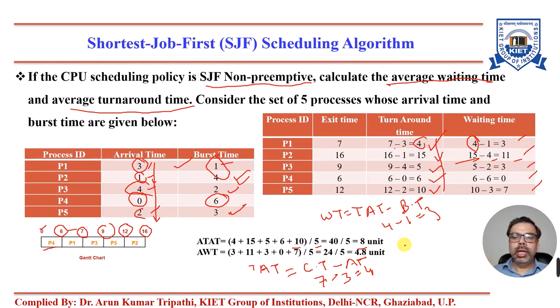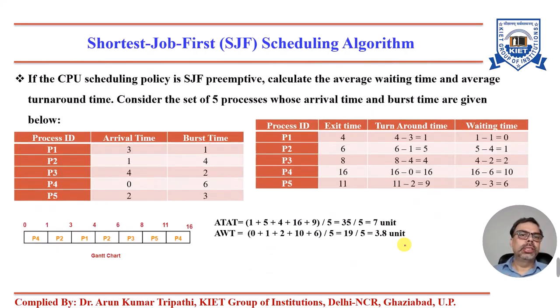Now coming to the preemptive SJF. Preemptive SJF is known as the shortest remaining time first example. So here again 5 processes are there and SJF is now preemptive, and arrival time and burst time are also given. So firstly, let us draw the Gantt chart. How will we draw the Gantt chart? So here are the 5 processes P1, P2, P3, P4 and P5.